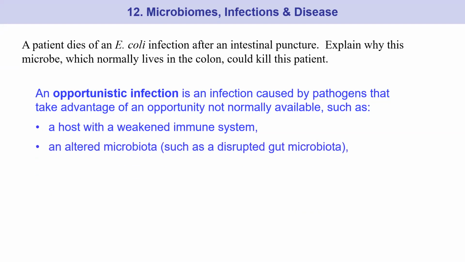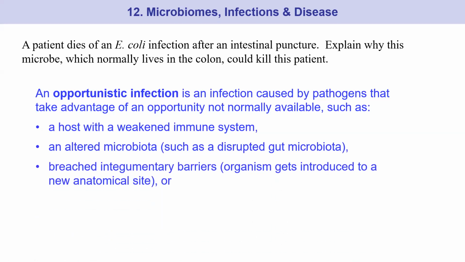An altered microbiota. So disrupted gut microbiota, for example, we talked about antibiotic-induced diarrhea. Somebody takes some antibiotics and now that gives a chance for Clostridium difficile to grow and propagate and then cause some troubles in the gut.